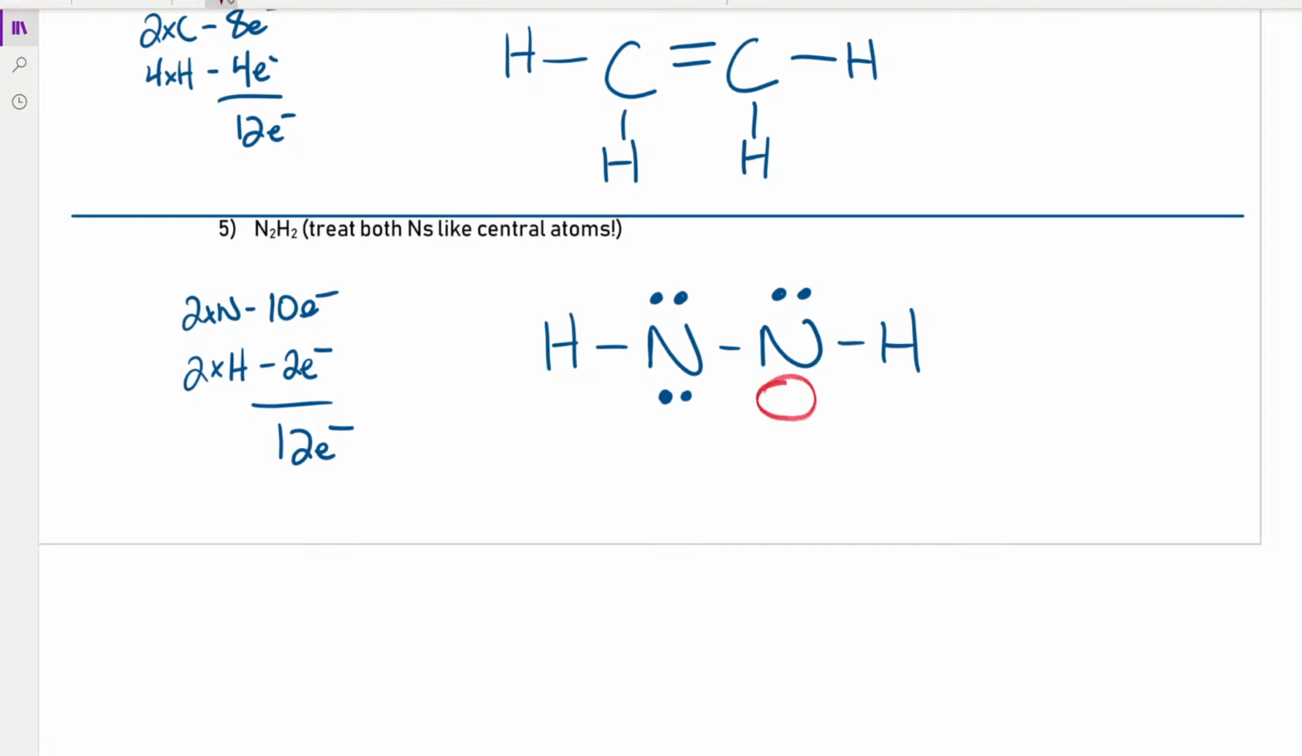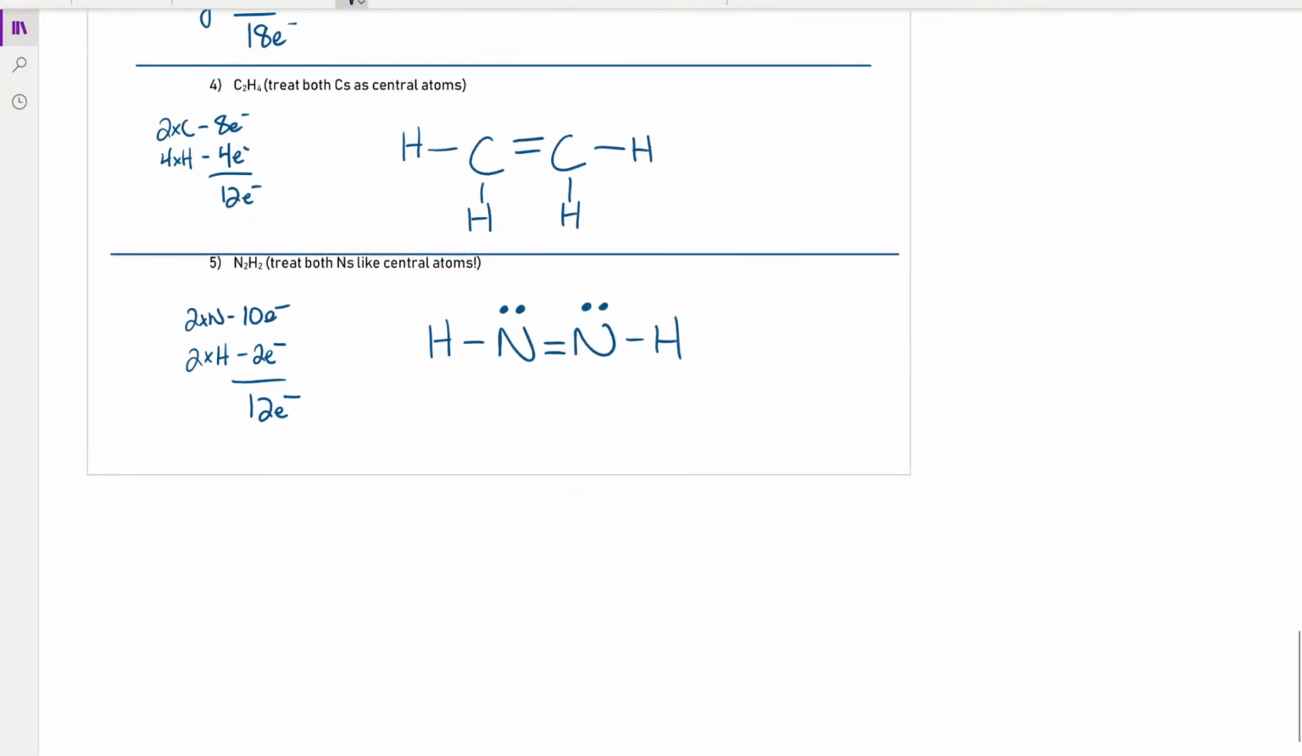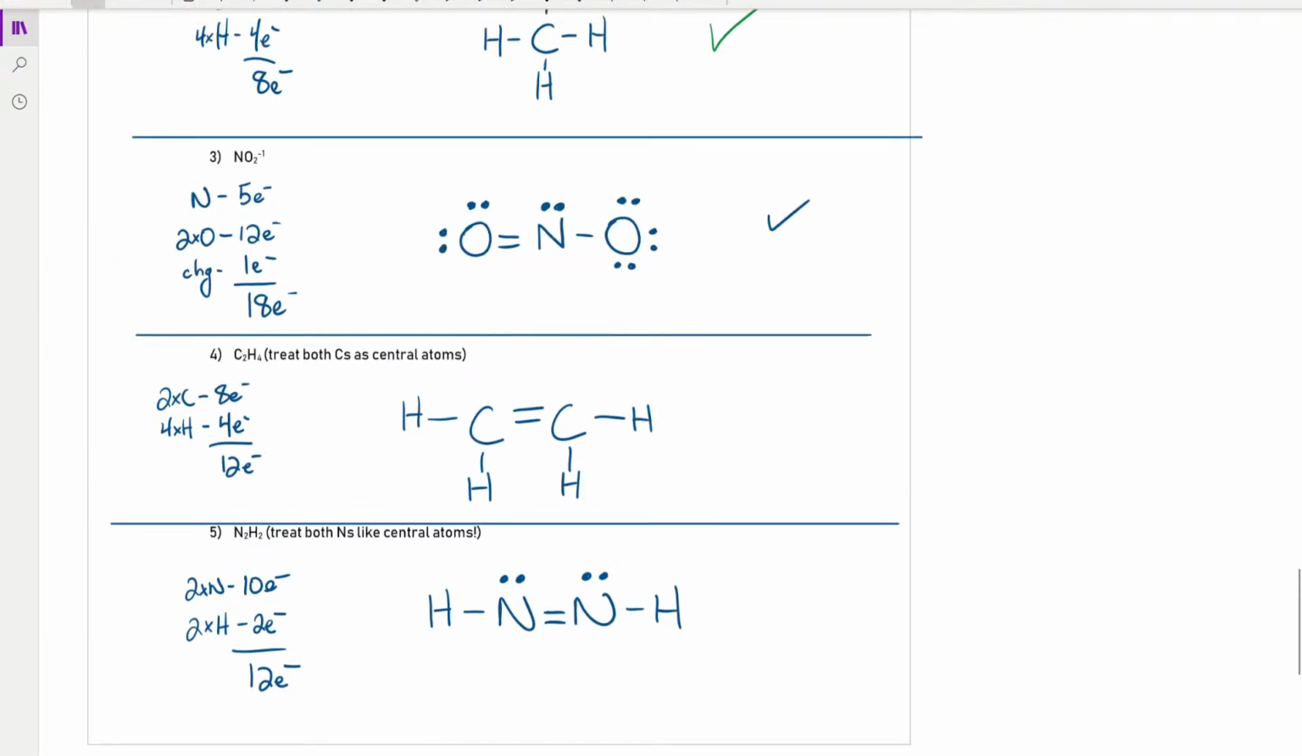And now, of course, we're still missing a pair here. So these will get shared to there. And so this will be a double bond between them. And there we go. Those were our Lewis structures for homework.